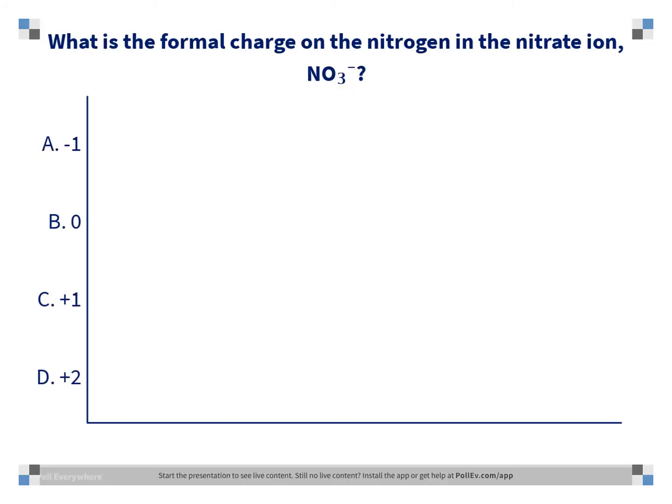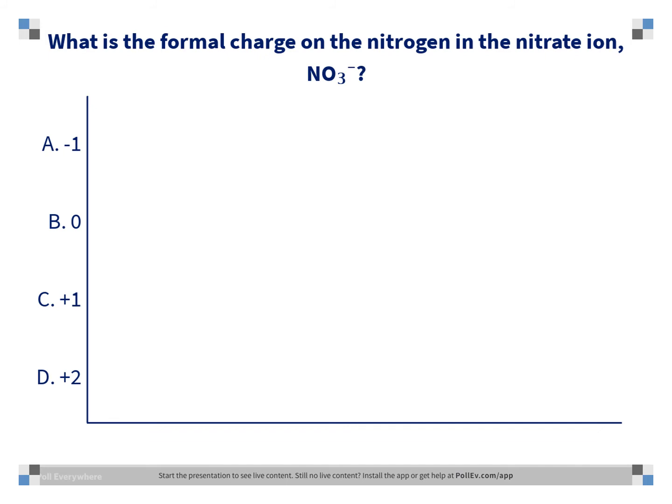The correct answer is C, +1. Please look at the poll question key to see an explanation for how to find the answer, including a picture of the nitrate ion. It ends up with a double bond to one of the oxygens and a single bond to 2 of the oxygens.